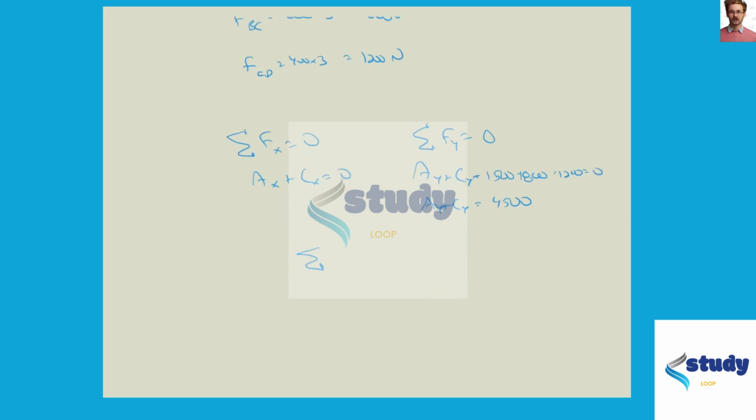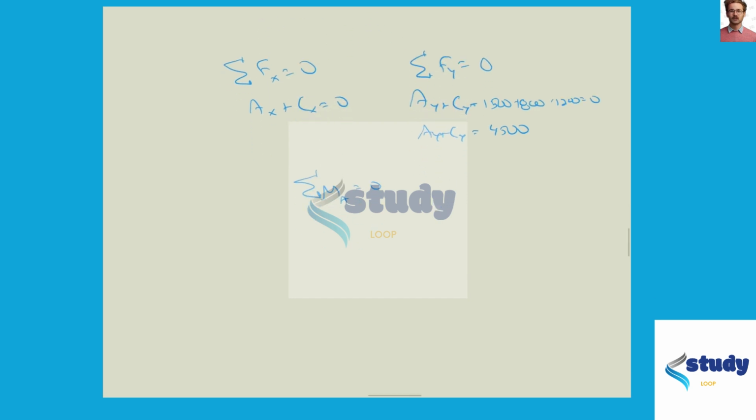And the sum of the moments about point A has to be equal to 0. And taking moments about point A, negative C sub y times 3 plus 1500 times 1.5 plus 1800 times 3 plus 1200 times 4.5 has to be equal to 0. And so C sub y would have to be equal to 4,350 newtons.